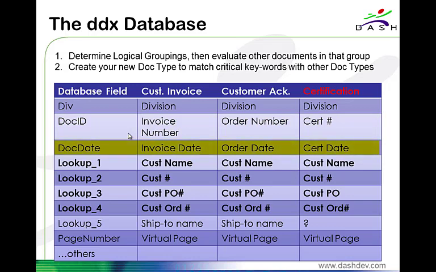The same is true of the document date. It represents something a little bit different and might be described in a different way when the user goes to look at them. But they share a lot of things in common. So if that's the case, it's to my advantage to keep that common information in the same internal bucket. For example, customer name I've kept in lookup 1. Customer number I've kept in lookup 2. Customer PO number in lookup 3, and lookup 4 contains my customer order number.